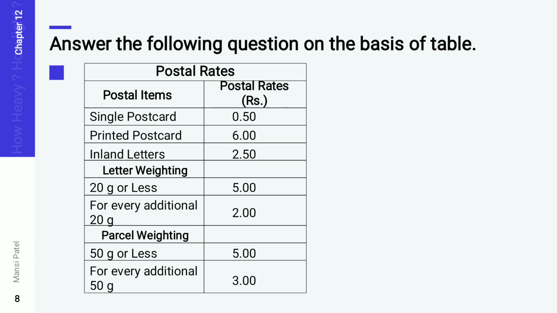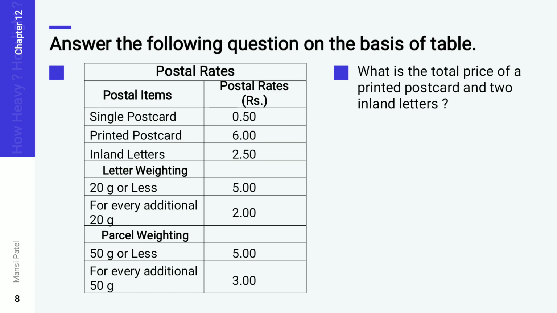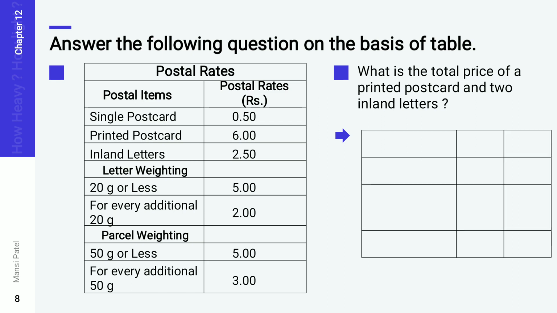Now let us discuss some of the questions regarding this table. What is the total price of a printed postcard and two inland letters? Here you have to find out the cost of the printed postcard, and also the cost of two inland letters. So first you have to draw one table in which you separate both costs. You have to write rupees on one side and paisa on the other.